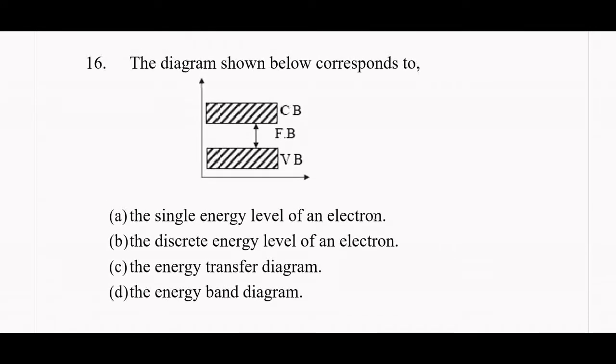Now moving on to question number 16. The diagram shown below corresponds to dash. So here you could see a diagram. CB represents the conduction band, VB represents the valence band, and FB is the forbidden band gap. So the options are A. The single energy level of an electron, B. The discrete energy level of an electron, C. The energy transfer diagram, or D. The energy band diagram. So it is the energy band diagram, that is the option D.